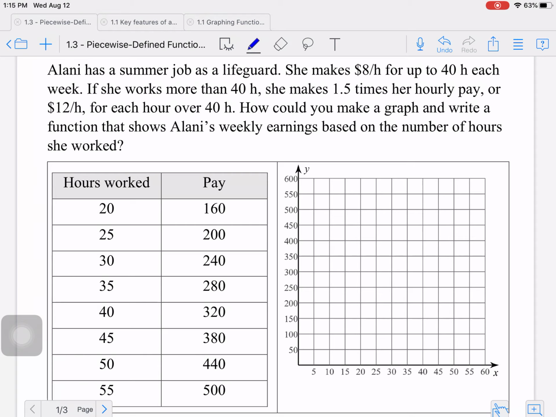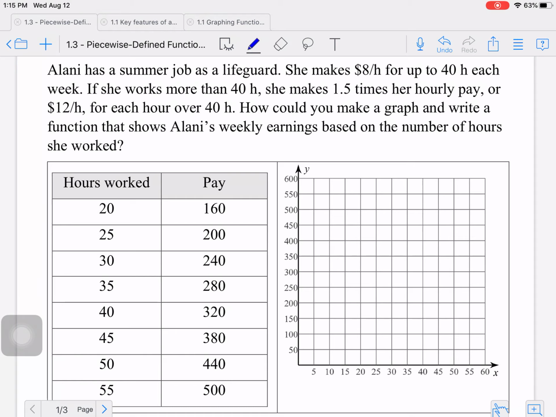Alani has a summer job as a lifeguard. She makes $8 an hour for up to 40 hours each week. If she works more than 40 hours, she makes 1.5 times her hourly pay, or $12 an hour for each hour over 40. So basically, if she works overtime, now she's going to get paid $12 per hour. How could you make a graph and write a function that shows Alani's weekly earnings based on the number of hours she worked?